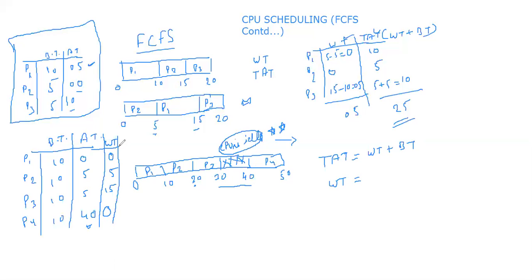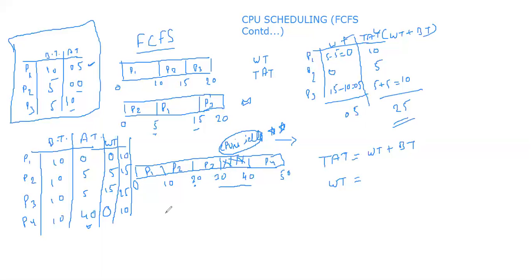Now, what will be the turnaround time? Waiting time plus burst time, so it becomes 10, then 15, 25, and another 10.